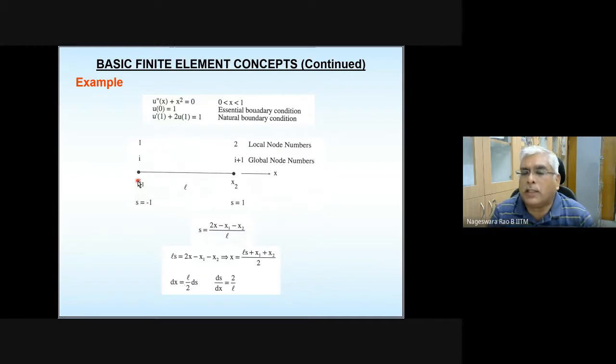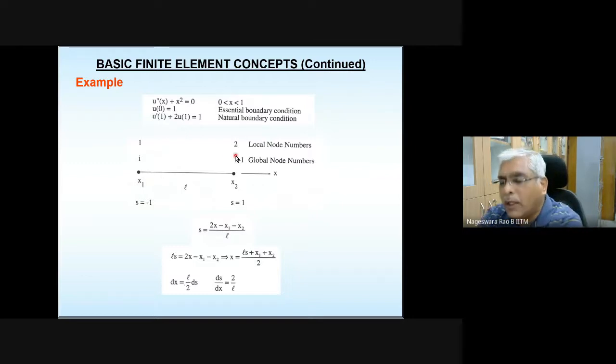It's similar to your official name and some nickname. You may have a nickname at home, but it's the same person. When we refer using either the nickname or the official name, it's the same person. Similarly here, it's the same point. In the global coordinate system, its position is x1. In the local coordinate system, its position is -1. And this point in the global coordinate system is x2, and in the local coordinate system it is 1. Any questions here?